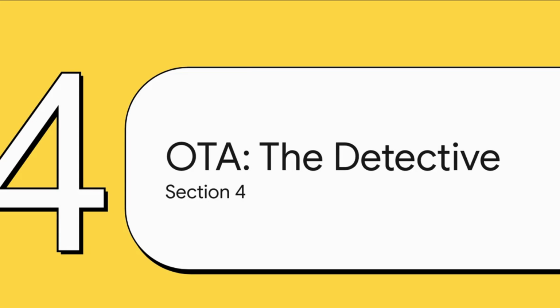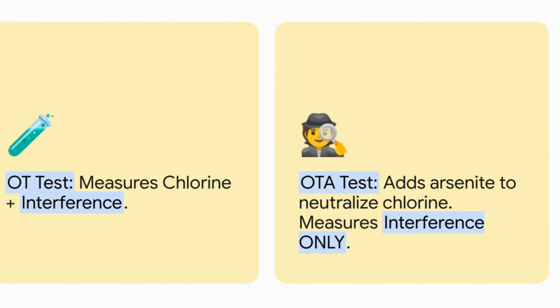Well, allow me to introduce the clever upgrade, the Orthotolidine Arsenite Test, or OTA. Think of this as the super detective that can spot the imposters. Okay, so here's the absolute genius of the OTA test. It adds one single crucial step. We take a water sample, but before adding the orthotolidine, we add some sodium arsenite. This arsenite acts like a cloaking device for the chlorine.